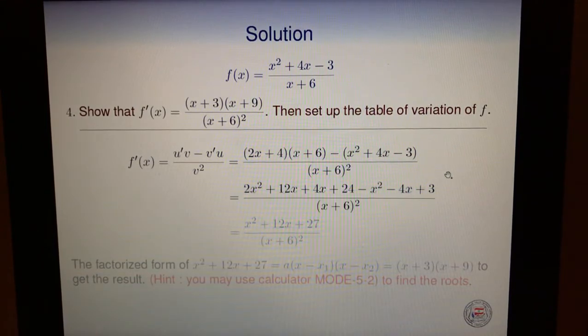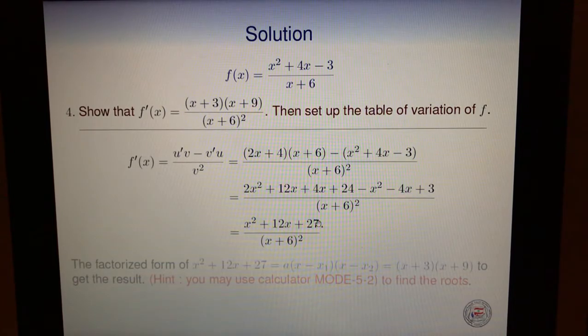Now the second step is to expand and reduce the numerator expression. After expanding and reducing the numerator expression, which is easy, so 2x squared plus 12x plus 4x minus 24, and minus the expression of u, we will get the expanded and reduced expression of the numerator, x squared plus 12x plus 27.